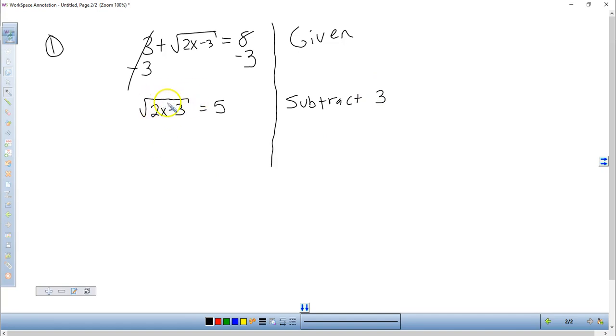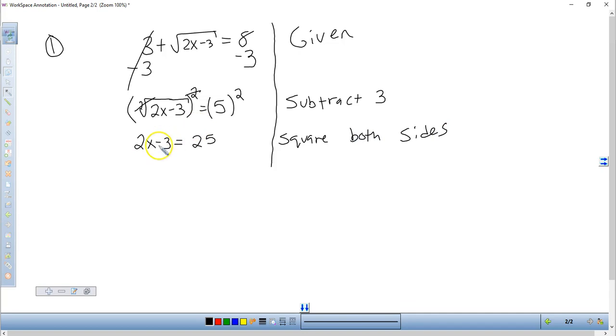Now, I want to get rid of the radical symbol. To do that, remember this is an index of 2. So that means I want to raise it to that same power. That way it'll cancel out. So I need to raise this to the power of 2 or square it. But if I do it to one side, I have to do it to the other as well. So this cancels with the radical. I'm left with 2x minus 3 is equal to 25. So I've squared both sides.